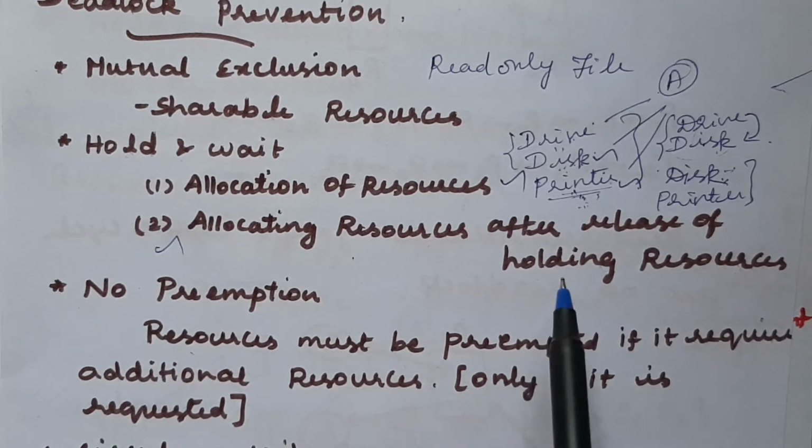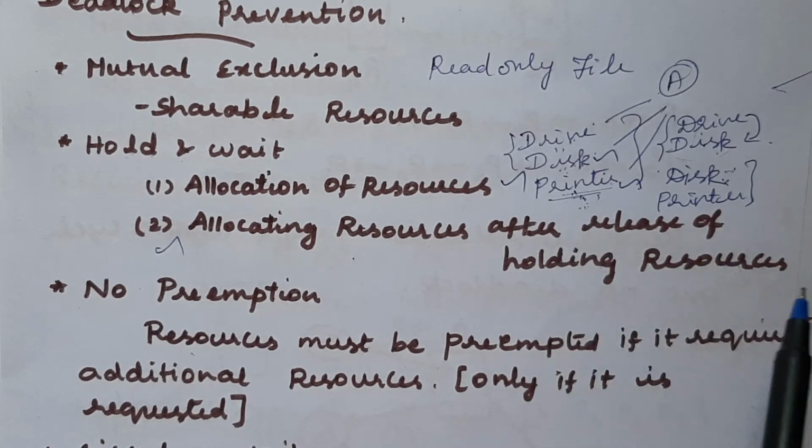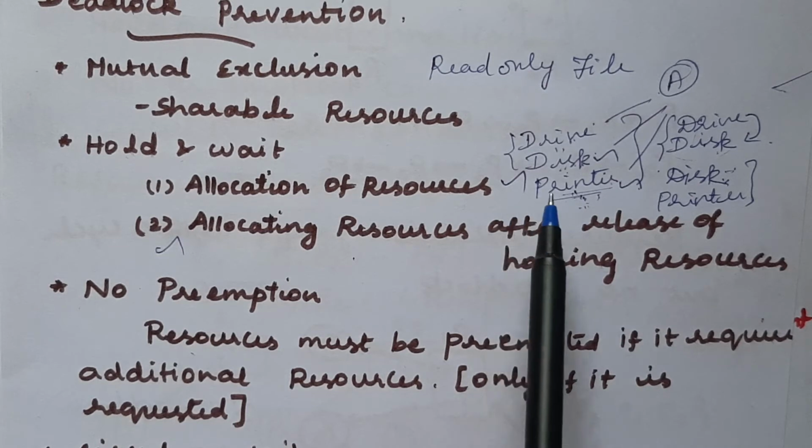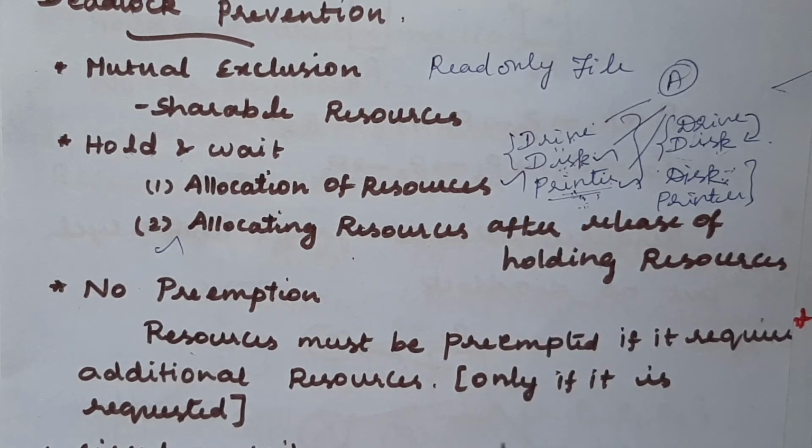Starvation is possible. So it needs to wait for a long time for any other resource which is popularly used, and which is allocated previously to a process which is not using that resource properly. So this is the drawback which we are facing in these methods. Okay, but anyways, we can prevent the deadlock if we follow these two kinds of methods.